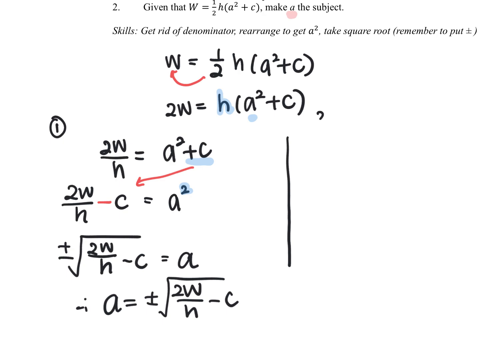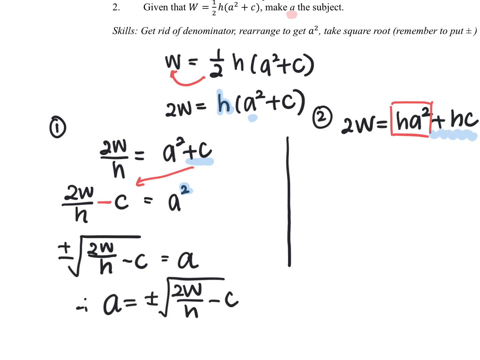Or some students can do method number 2 when you do expansion. So if they do expansion, then the student will multiply h to a square to c. So if you do expansion, then we will have 2w equals to ha square plus hc. Since we want to find a as our subject, but a is over here with the a square is here with the h, we're going to keep this as its own as one term first.